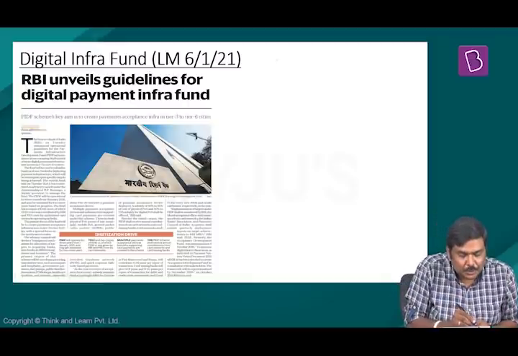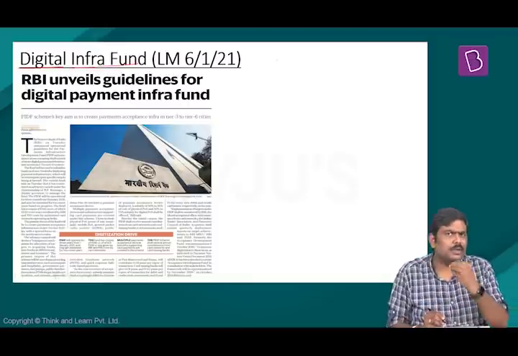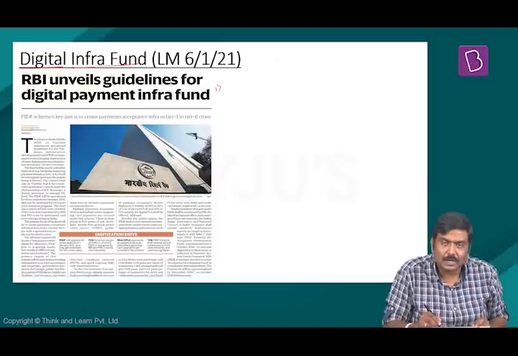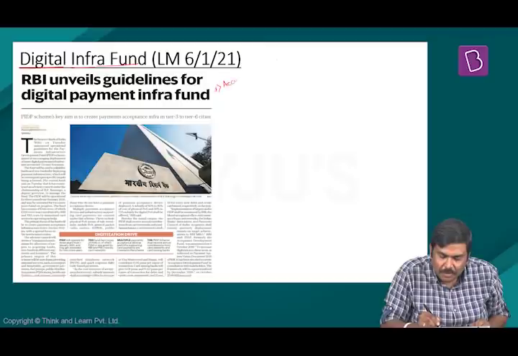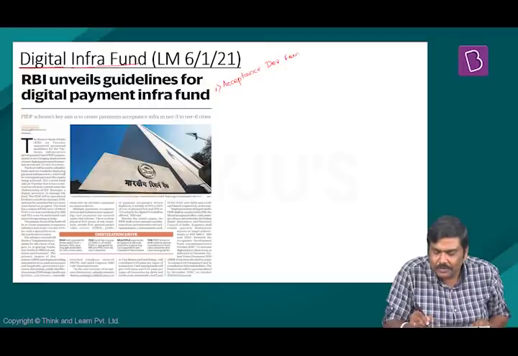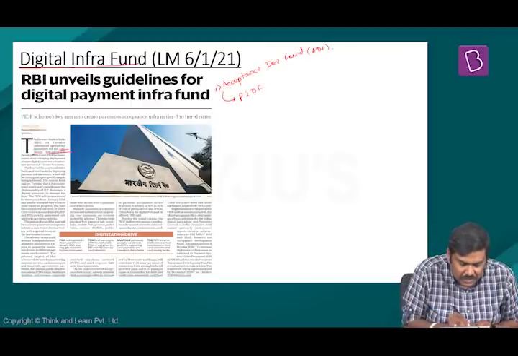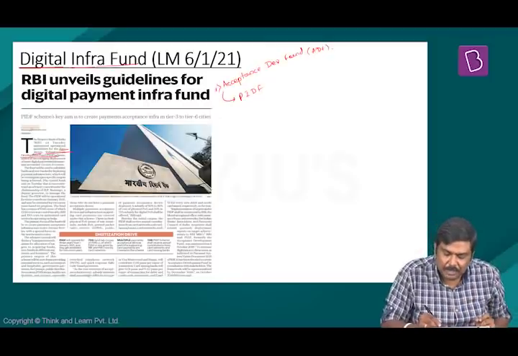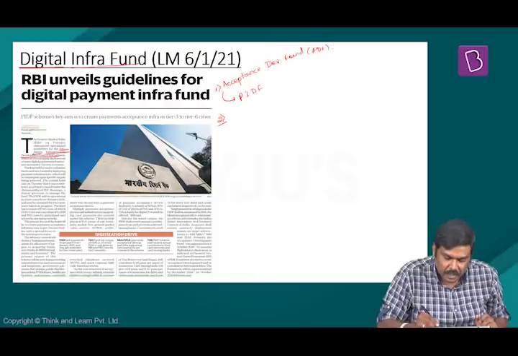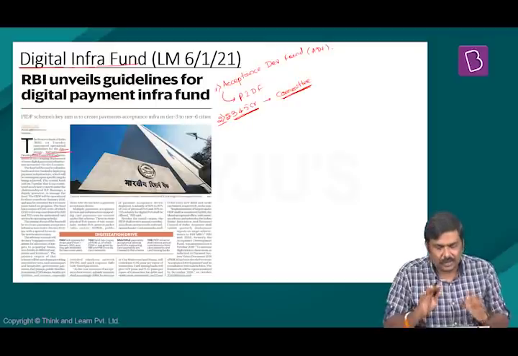The next article is with respect to RBI setting up a digital infrastructure fund. What are the important points? First and foremost, earlier RBI announced the setting up of the Acceptance Development Fund, ADF. This ADF has now been renamed as PIDF, Payments Infrastructure Development Fund scheme, which is being implemented by RBI. Under this scheme, a total contribution of 345 crores has been done, and RBI has set up a committee to look into the implementation of this funding.